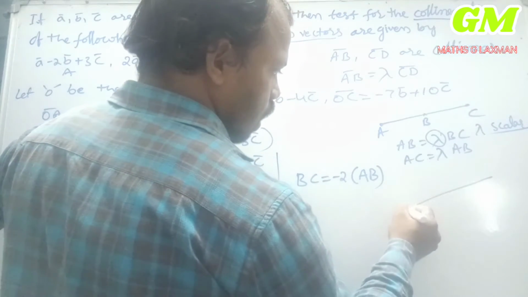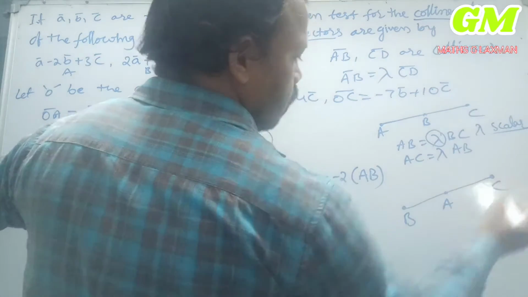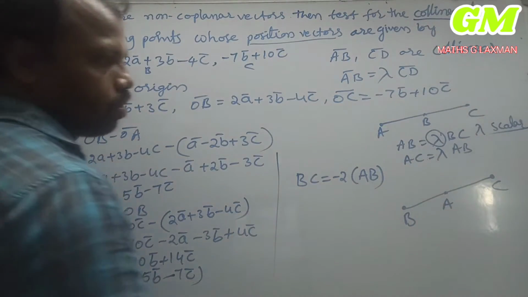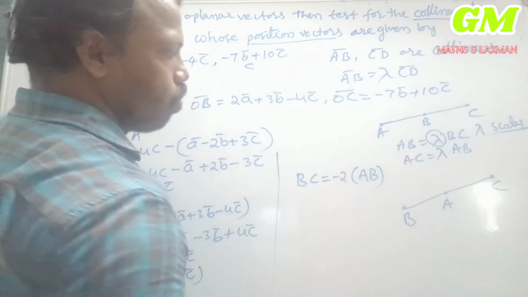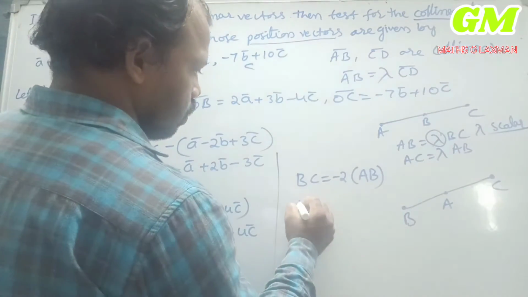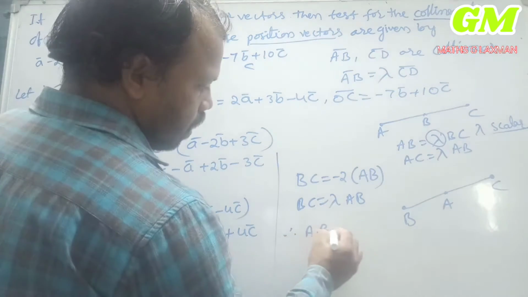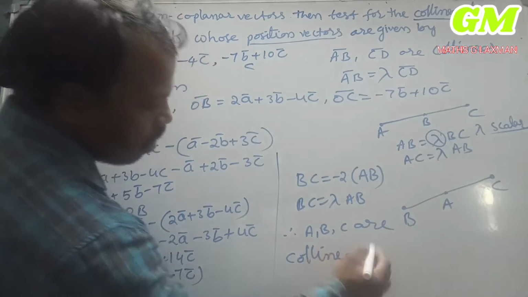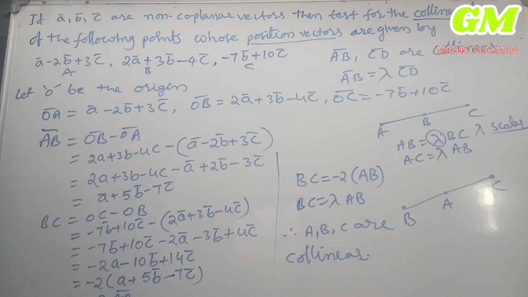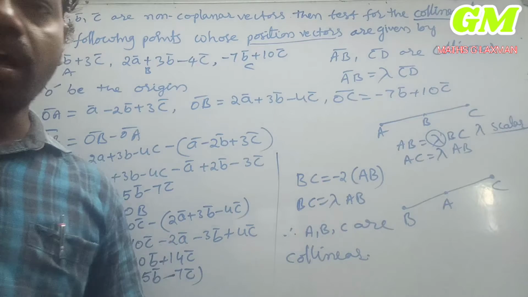So the line is like this. This is B, this is A and this is C. So BA or AB. If you take BA, you will get this one positive. So BC is equal to lambda into AB. Therefore A, B, C are collinear. So if any expression like vectors AB, BC or AC, if we express it in this form, then we can say that the 3 points are collinear.